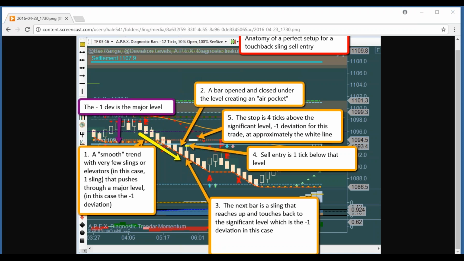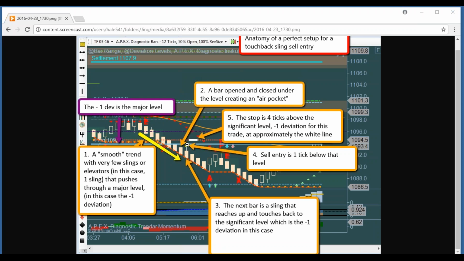Right. It's going smooth, and it breaks through this level. And then after a bar break, you see the air pocket between the top of this bar and the level? That makes sense, by air pocket? The top of this bar was touching it, right? Then you've got a full closed bar down, air pocket. What happens on this bar?